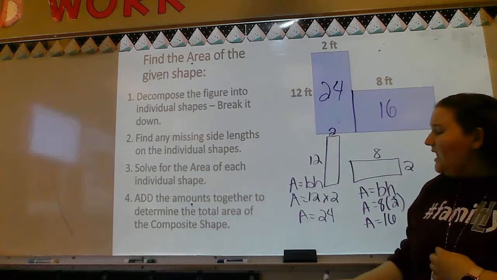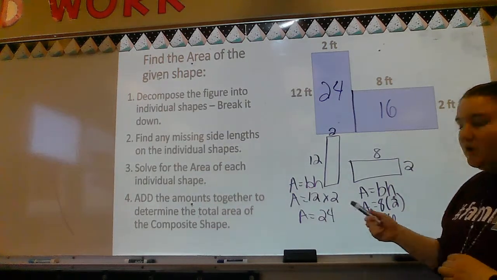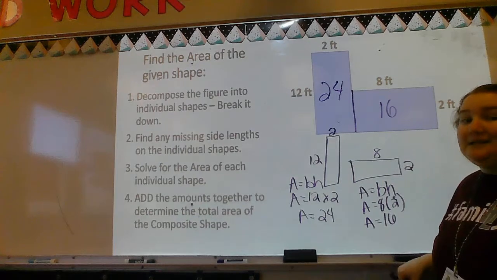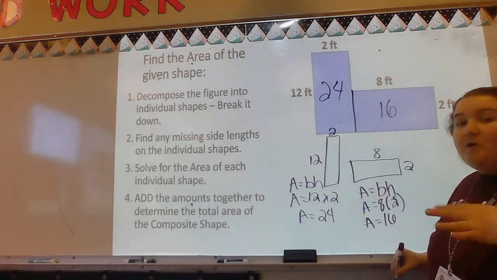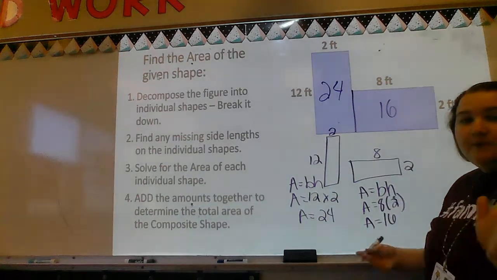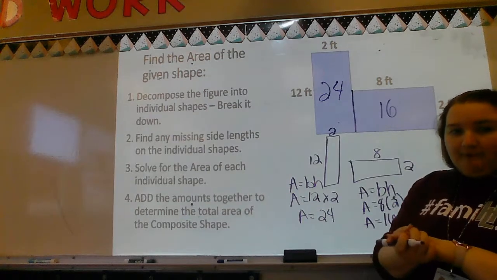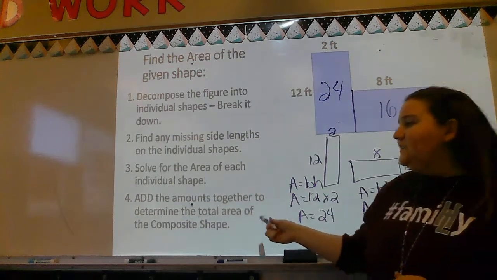Now notice, here I wrote the multiplication symbol. Here I wrote parentheses. They mean the exact same thing. Okay, they both mean multiply. BH smushed together means multiply. Okay? Okay. Step number 4.